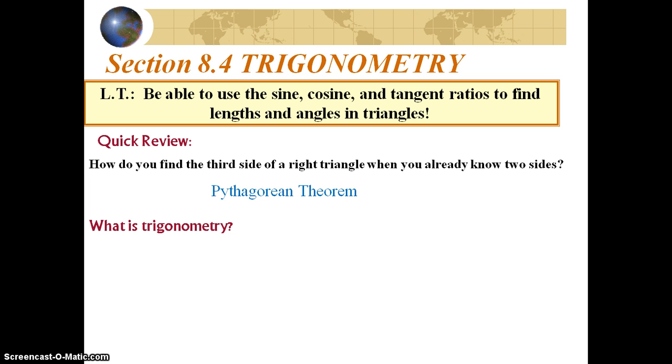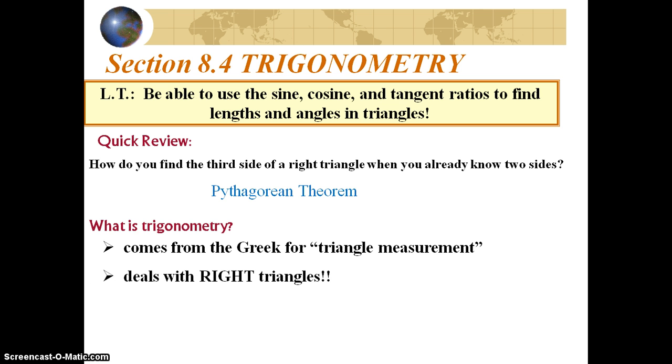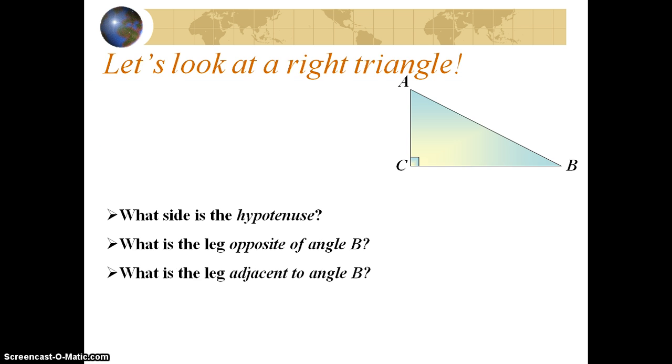Now let's talk about trigonometry. It comes from the Greek word for triangle measurement. It deals with right triangles. They have to be right to use the sine, cosine, and tangent ratios. And we'll start by looking at the ratios of sides. So remember, a ratio is a comparison of two numbers. We will be writing all of our ratios as fractions.